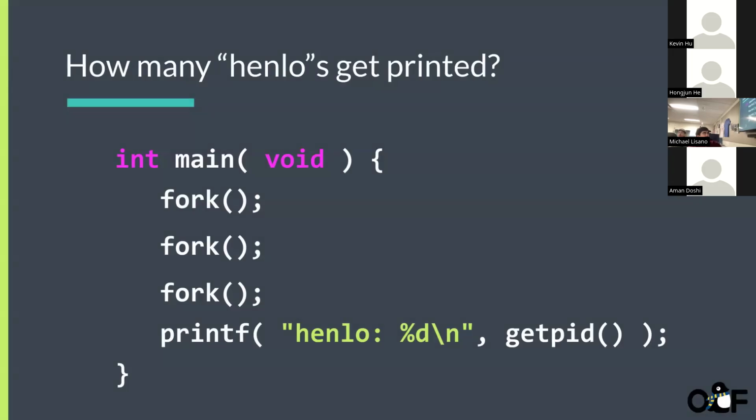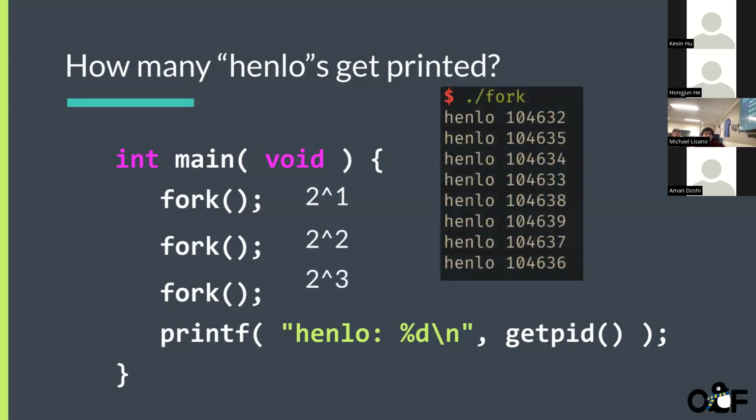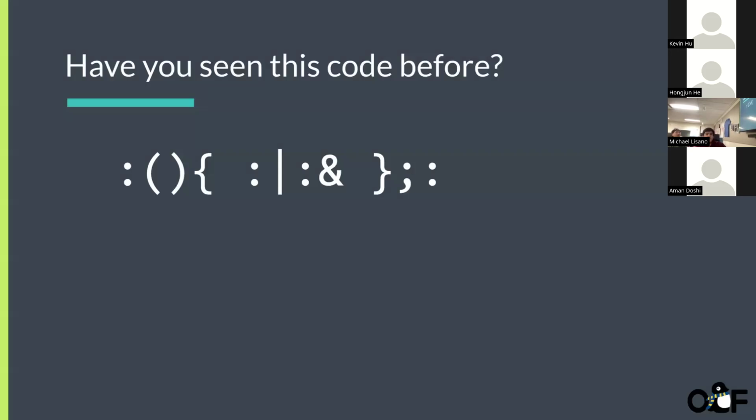Here's just the same logic. Again, you have 3 forks this time, so how many hellos will get printed? Yeah, that's right, 2 to the 8th. Fork bombing. How many of you have seen this line of code before anywhere? It's like one of those computer security jokes, like the SQL injection joke, but this one is the fork bomb.